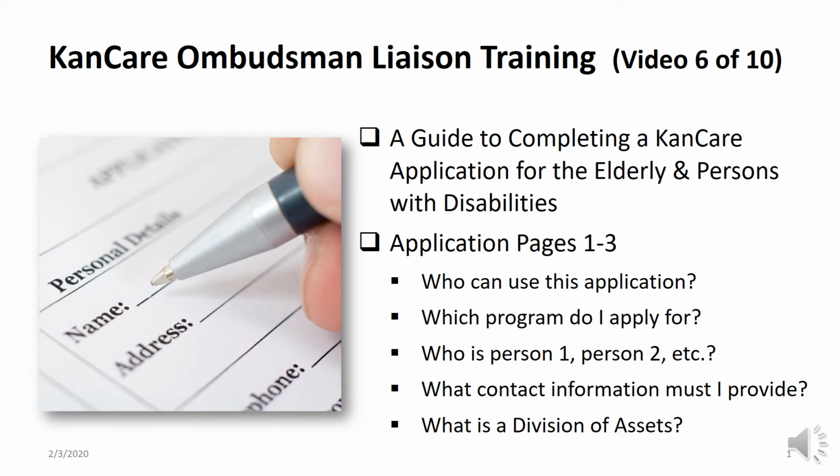In this module, we'll be covering the application pages 1 through 3. Things that we'll be covering specifically are who uses this application, which program do I apply for, who is the person 1 and number 2 on the application, how do I fill that part out, what contact information is the most important, and a little bit about division of assets. What form do I ask for if I want a division of assets? And there's also a fact sheet that explains a little bit about division of assets in this module.